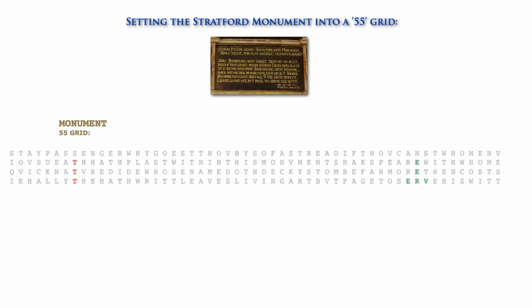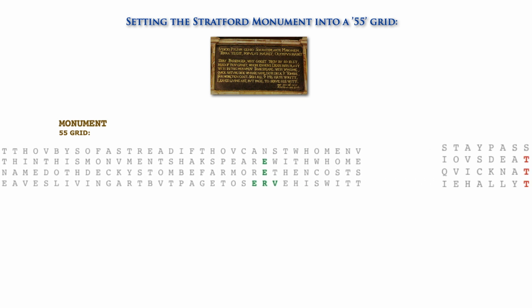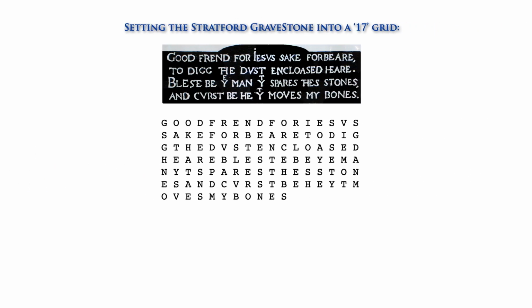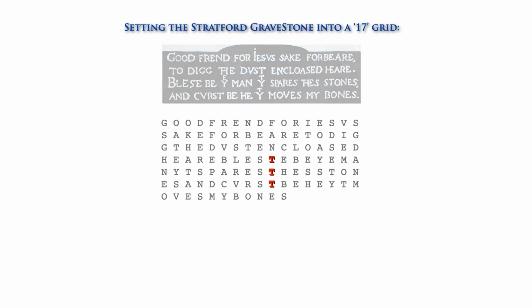Interesting. Let's look at the monument. The monument is a lot of letters in it, but if you put it into a 55 grid, you finally find these 2, the triple tau and E Vere, et Vere. And looking at the gravestone, it takes a 17 grid. There's your triple tau, and here's the inverted cross right next to it. Vere's triple tau. The Vere in Latin means truth.